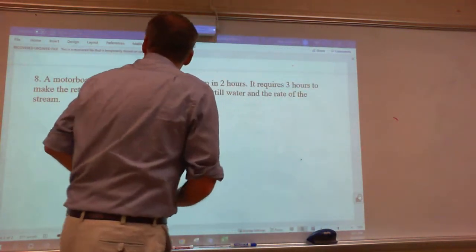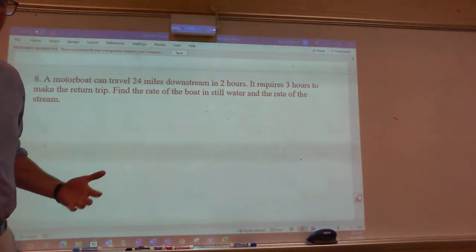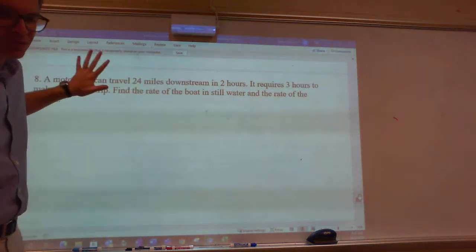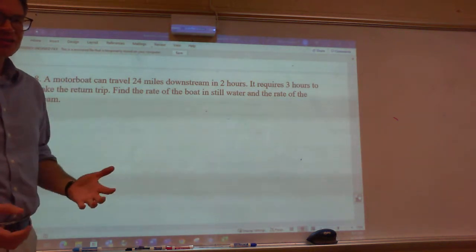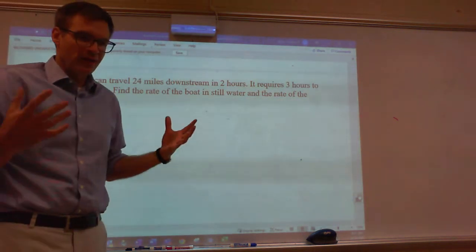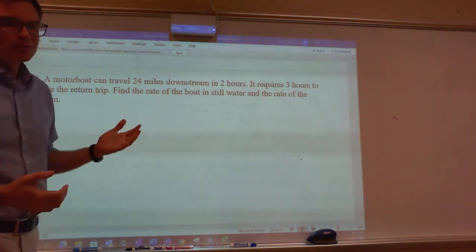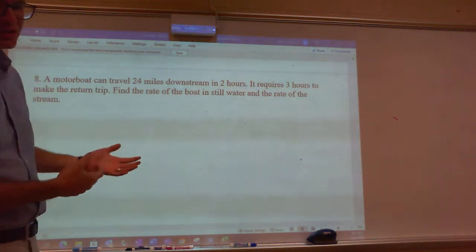So, a rate problem. Before we do this problem, just like when I talked about digits, I want to do some background and make sure we know how to deal with this.